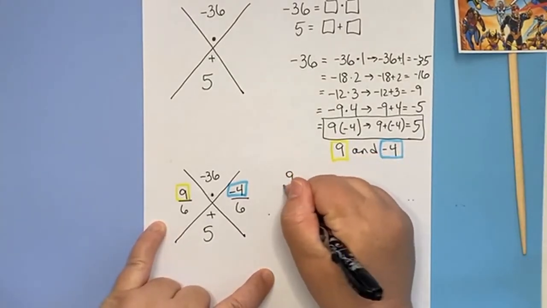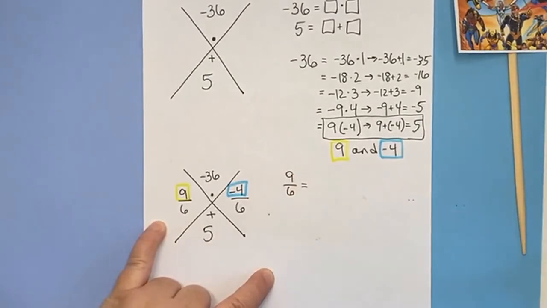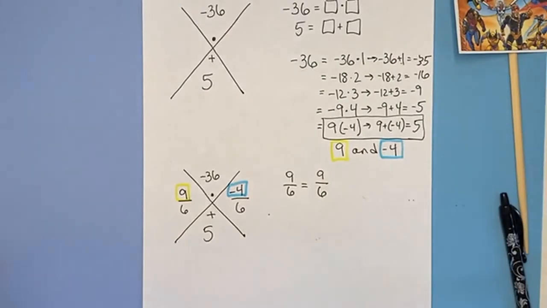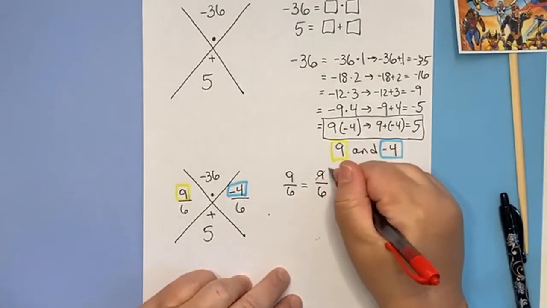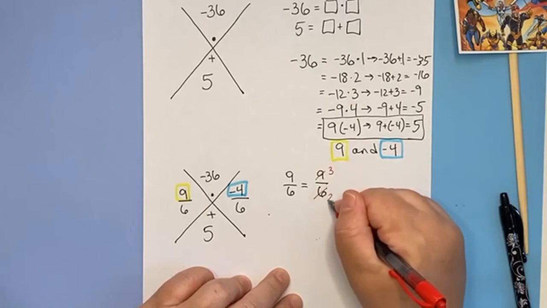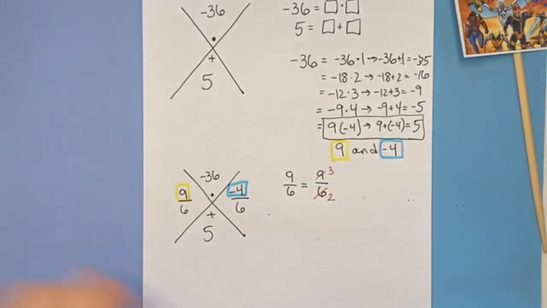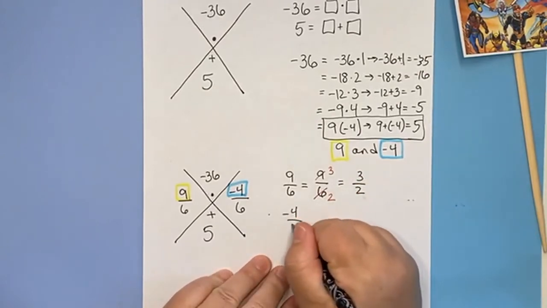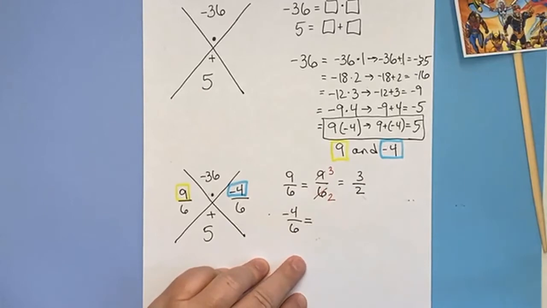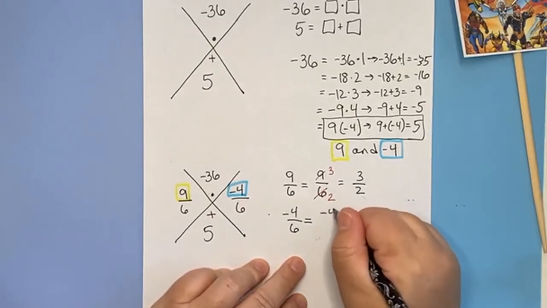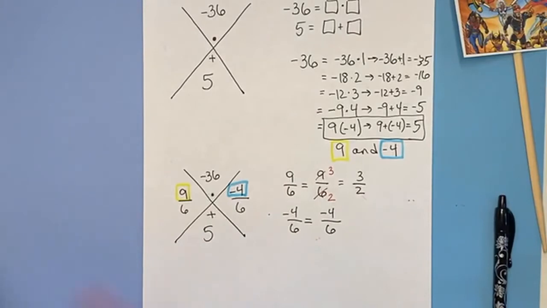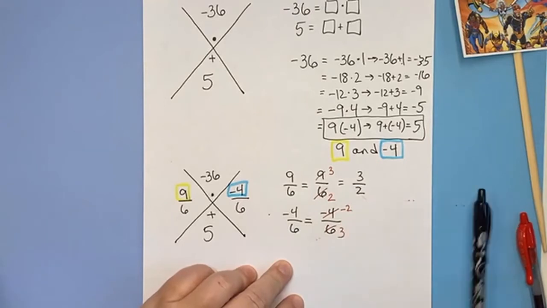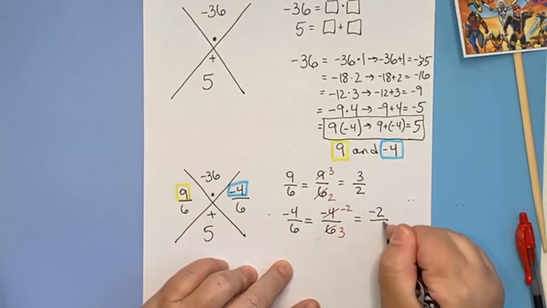So I take my first fraction, 9/6, and I reduce it. So you think, okay, what goes into it? 3 goes into 9 3 times. 3 goes into 6 2 times. And I get 3 over 2. And then negative 4 over 6 is going to be what? What goes into 4 and 6? 2. So this becomes negative 2 and this becomes 3.